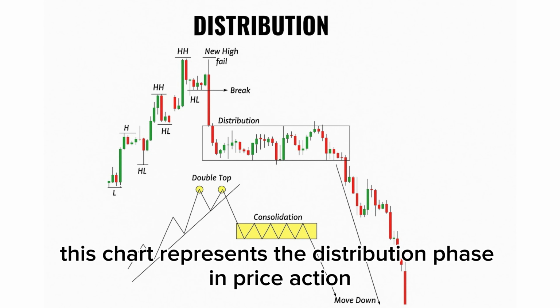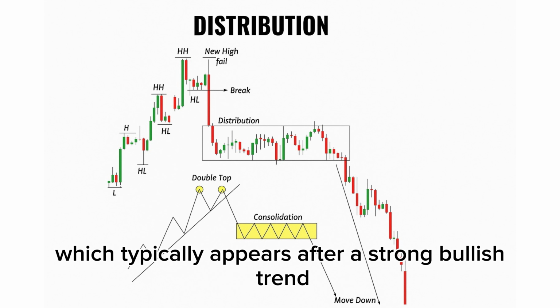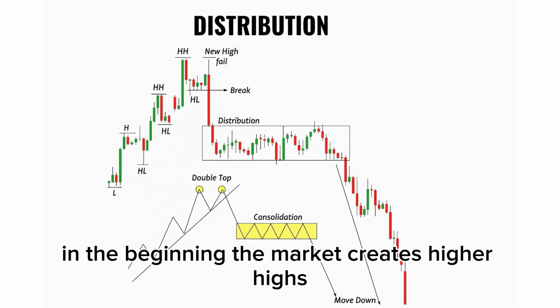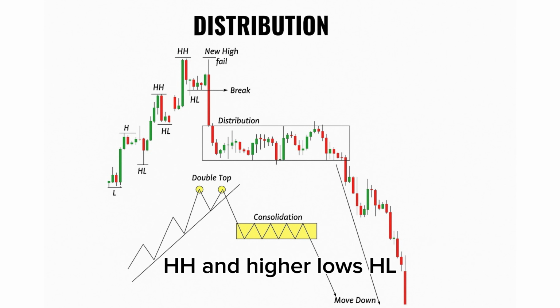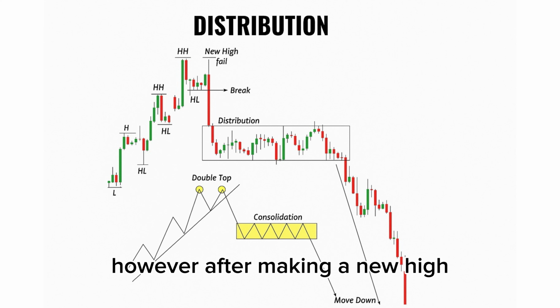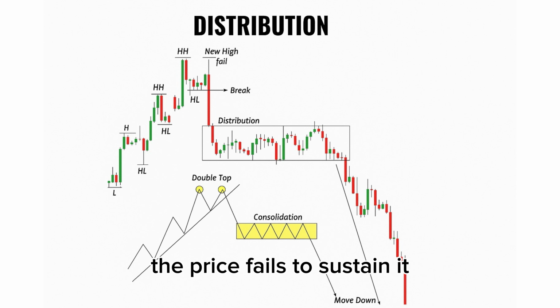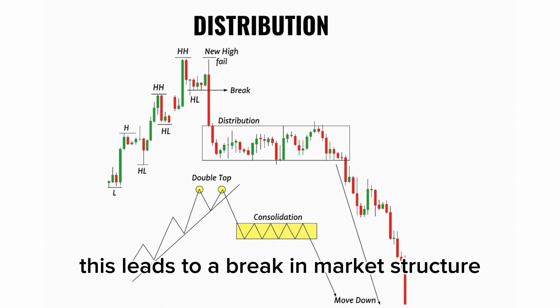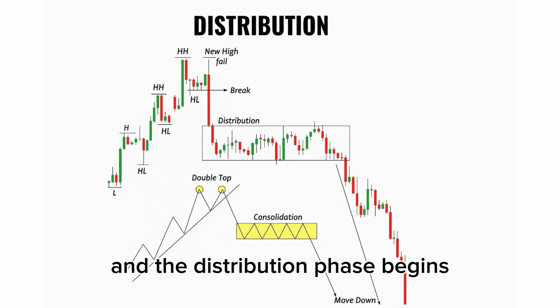This chart represents the distribution phase in price action, which typically appears after a strong bullish trend. In the beginning, the market creates higher highs, HH, and higher lows, HL, showing strong upward momentum. However, after making a new high, the price fails to sustain it, signaling weakness in buyers. This leads to a break in market structure and the distribution phase begins.